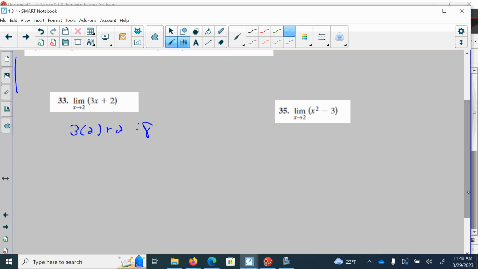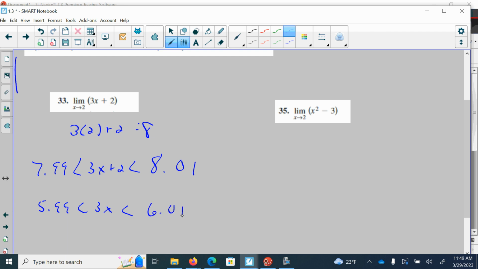So I can be 8.01, and I could be 7.99. So I need this 3x plus 2 to be between those two values. If I solve for x, subtracting 2 from both sides, this is 5.99, and this is 6.01. Then I divide both sides by 3.